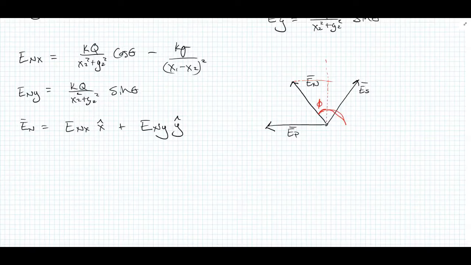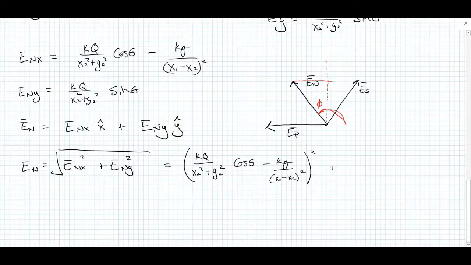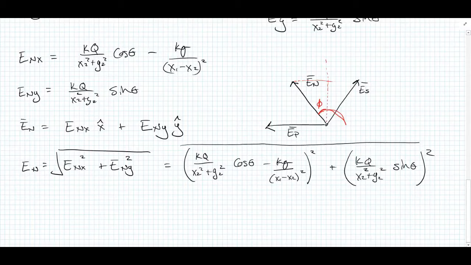So let's do the magnitude first. The magnitude of the net field is going to be the square root of the x component of the net field squared plus the y component of the net field squared. I just need to take the x and y components that I have calculated, square them, add them, and then take the square root. There's the x component squared, there's the y component squared, and the square root of those added together gives me the magnitude.